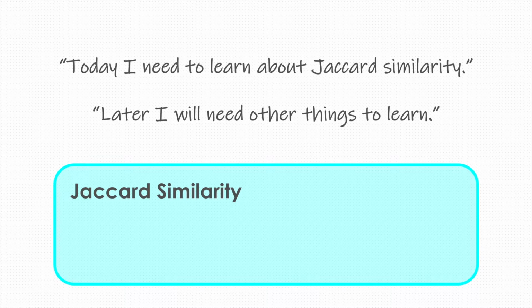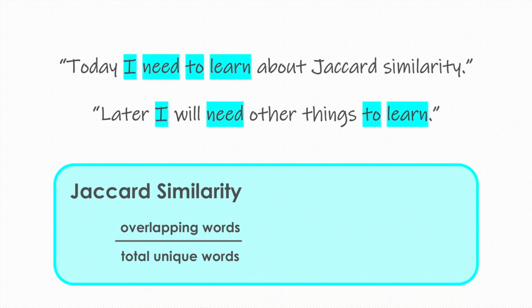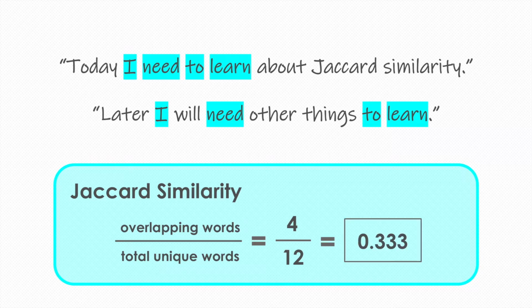Now Jaccard similarity means the number of overlapping words divided by the total number of unique words in either sentence. There are 4 overlapping words found in both sentences: I need to learn. Meanwhile, there are 12 unique words found in either sentence. So the Jaccard similarity here is 4 over 12, or 0.3 repeating.